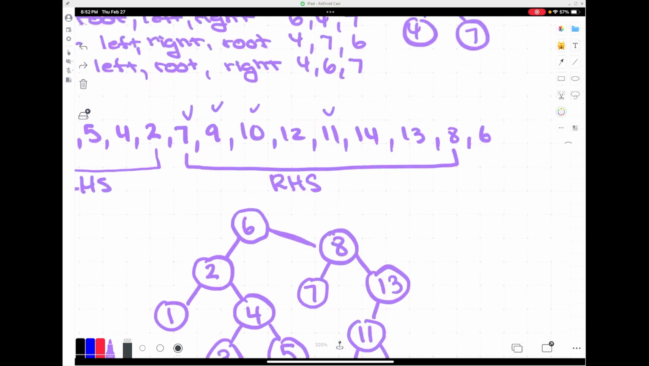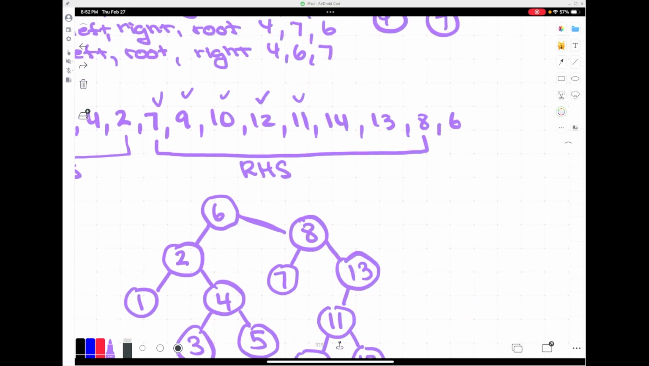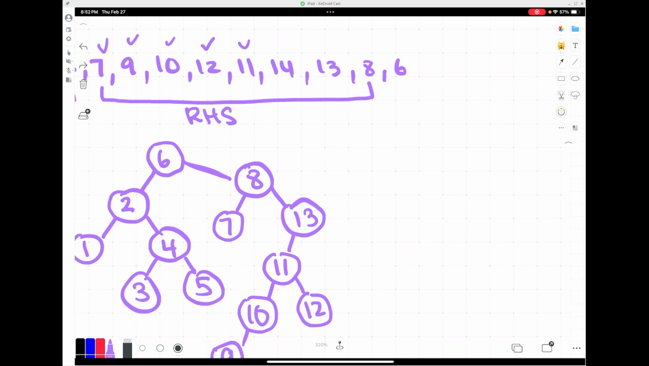Oh, I don't know why it keeps. Okay. And then now we have 14. That is just the last one that's left. So it's greater than 6, and it's greater than 8, and it's greater than 13. So it would be here. And this should be our answer. Let me just double check.